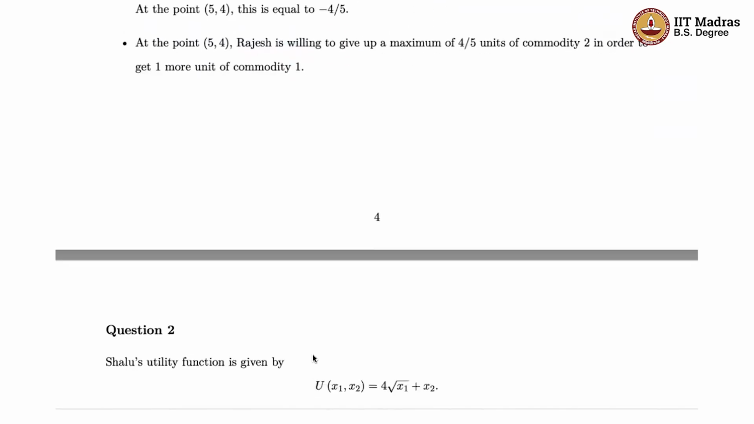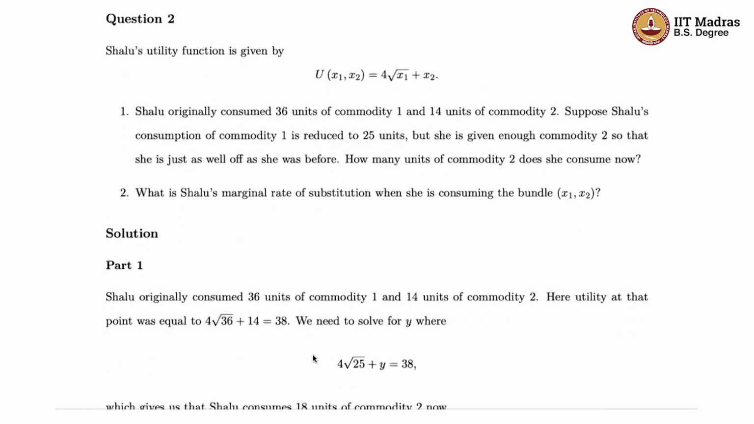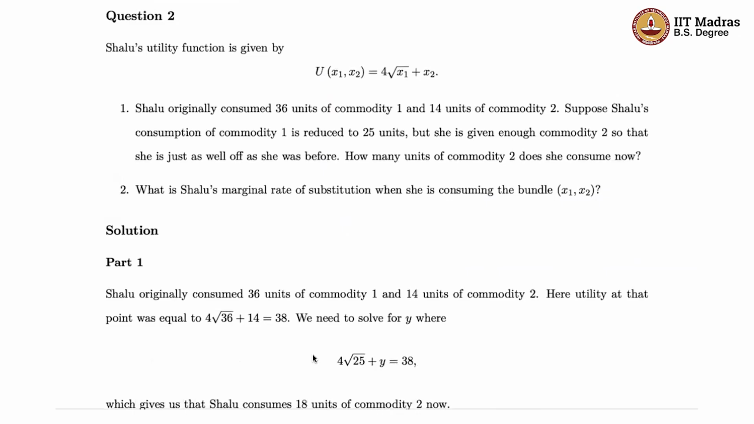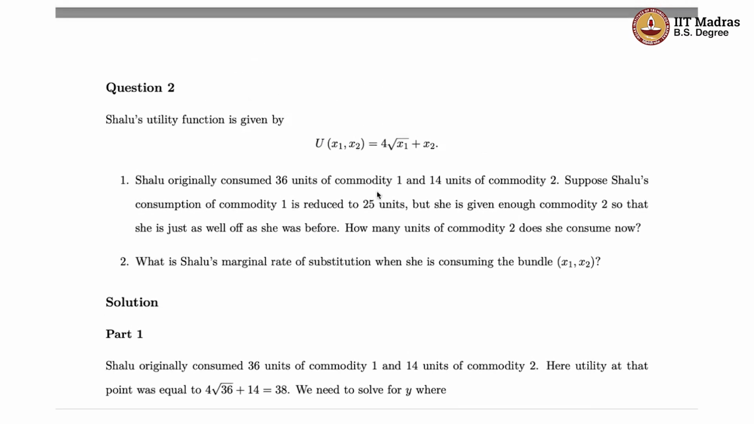Okay. So let's look at one more example. This is a different utility function for Shalu. Her utility function is given by u of x1, x2 is 4 square root of x1 plus x2. So Shalu originally consumed 36 units of commodity 1 and 14 units of commodity 2. Suppose now we reduce her consumption of commodity 1 to 25 units, but she's given enough of commodity 2 so that she is just as well off as before. So first question is, how many units of commodity 2 does she consume now?